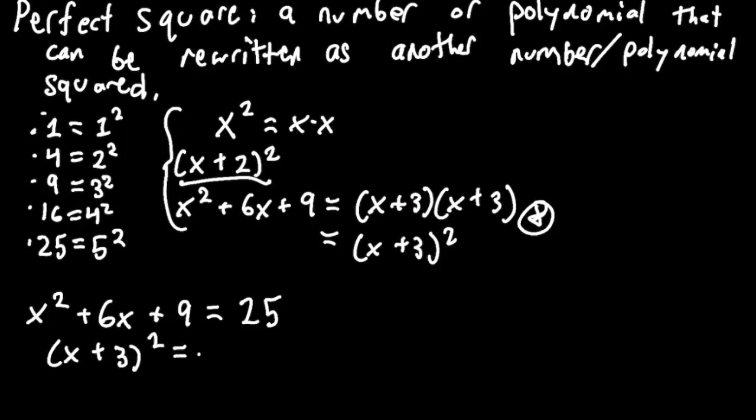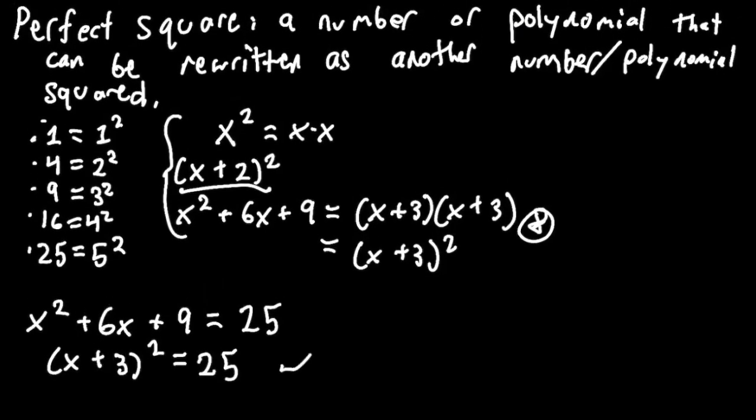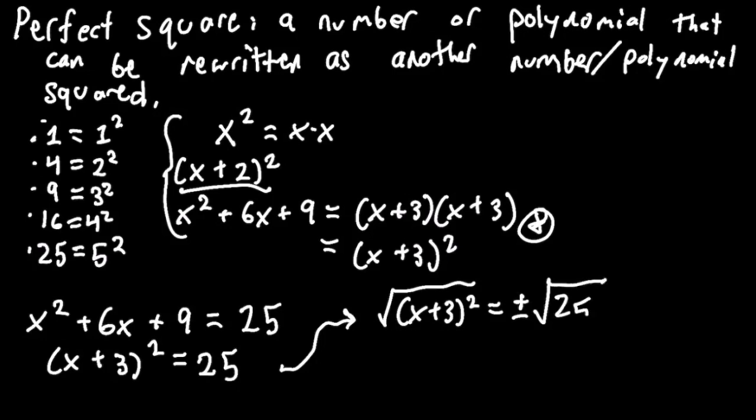And then we can undo that square by taking the square root of both sides. So the square root of (x plus 3) squared equals, and again, making sure we do plus or minus on the other side when we take the square root. So on the left here, the square root and the squared cancel out, so we just get x plus 3 equals plus or minus the square root of 25, which is 5.